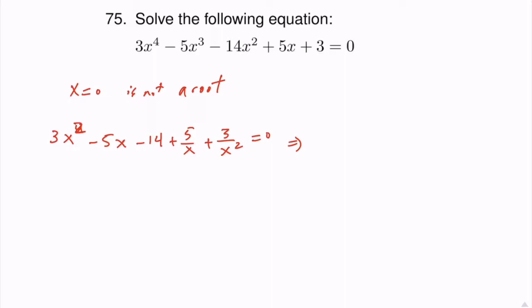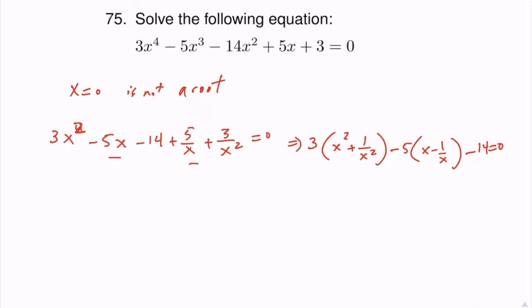If we factor 3, we will have x squared plus 1 over x squared. And if we factor 5 from these two terms, we will get minus 5 times x minus 1 over x, minus 14 equals 0.